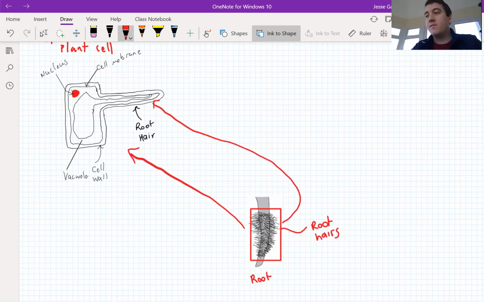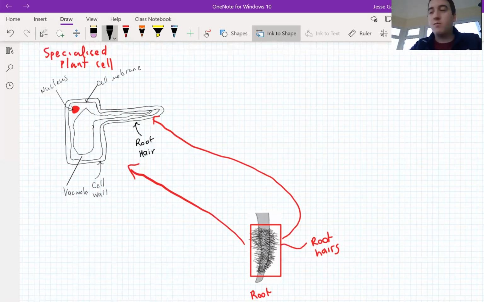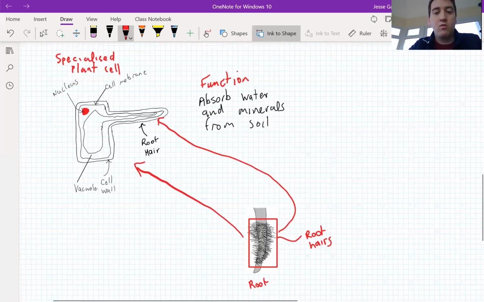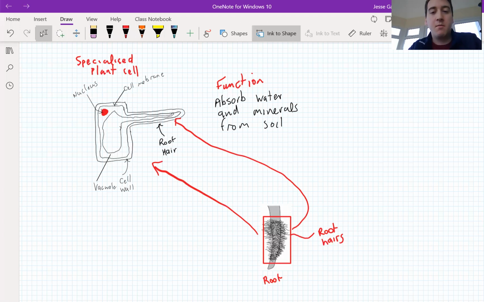Now the function of this particular cell is to absorb water and minerals for the plant. And it does this from the soil. So it absorbs water and minerals for the plant from the soil. That is what we call the job or the function of the root hair cell. And the root in general, the whole root does the same thing. It absorbs water and minerals from the soil.